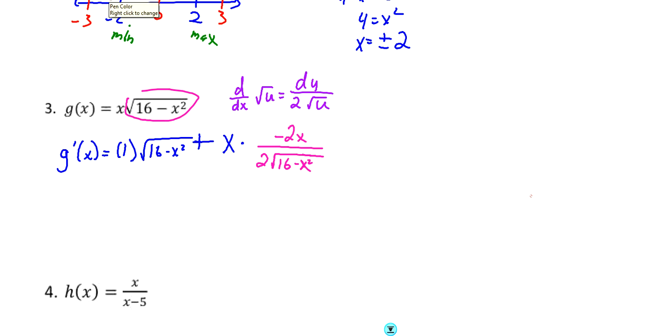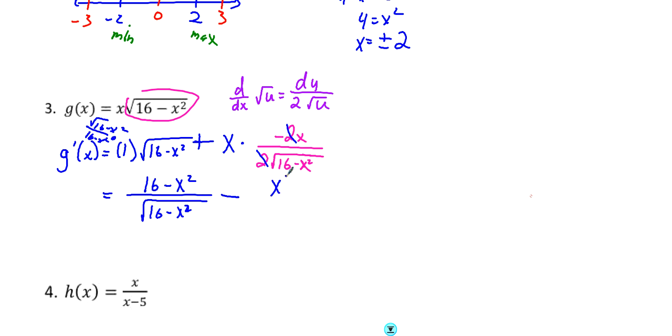Now, I need to get common denominators here. This 2 divides out with that 2. So I'm going to multiply the top and the bottom by the square root of 16 minus x squared, so I can get common denominators. So on the top, I get 16 minus x squared over the square root of 16 minus x squared, minus, because there's that negative there, x squared over the square root of 16 minus x squared.